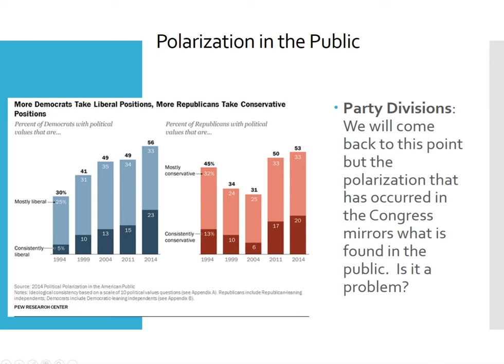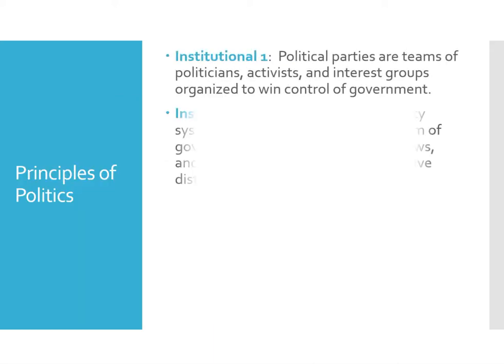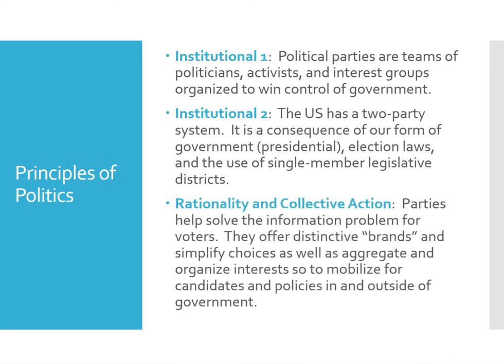Okay, so we'll come back to this point, as I said, but the polarization that has occurred in Congress mirrors what's found in the public. And is that a problem? Is polarization a problem? Does it pose a problem for the collective action problem? And so the principles of politics I want us to focus on in this section are the institutional principle, and what I'm doing in each of these bullet points is consolidating some broader points that the authors make in the textbook. So the institutional problem: political parties are teams of politicians, activists, and interest groups organized to win control of government.